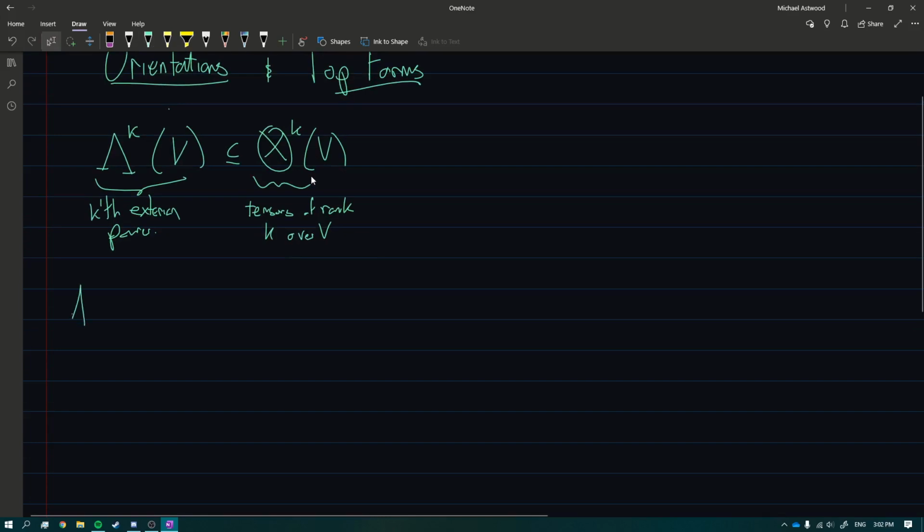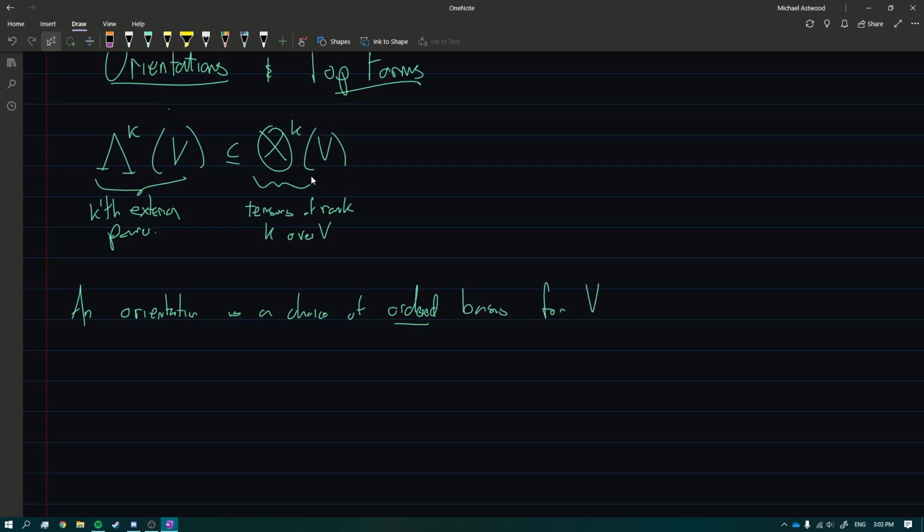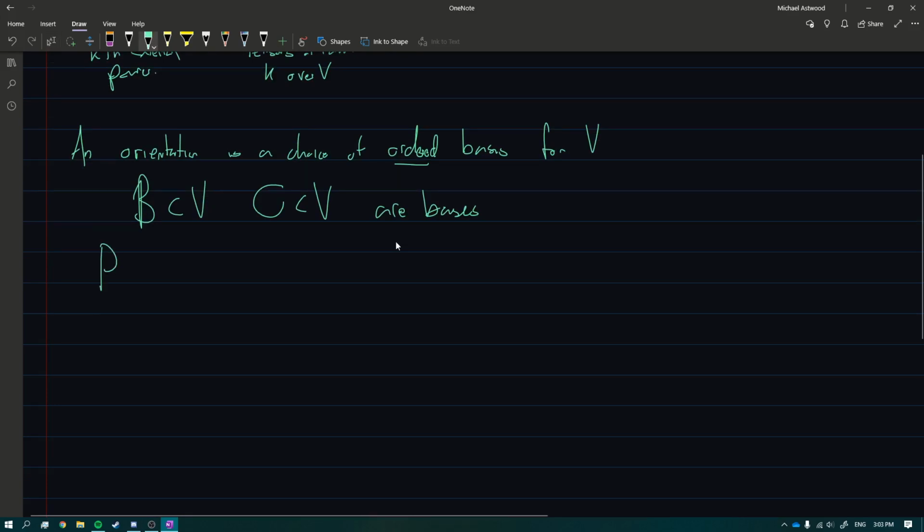An orientation is a choice of ordered basis for V. So suppose you have two bases, B and C. You set two bases, and then you compute the change of basis matrix between them. So this is the change of basis matrix.